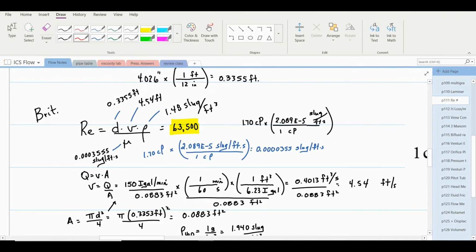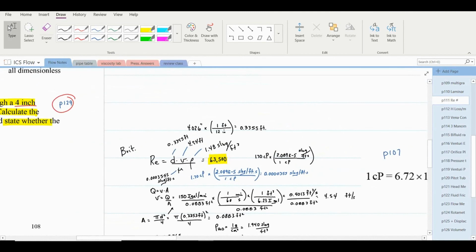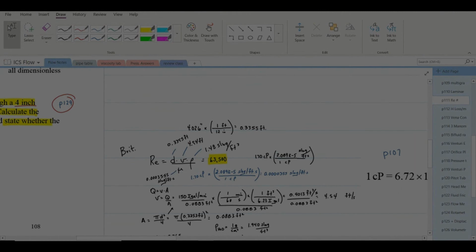1.70 centipoise times 2.089 times 10 to the minus 5 slugs per foot second per centipoise gives us 0.0000355 slugs per foot second for absolute viscosity. And working this out is 63,500, essentially the same number as we had previously, but this done in the British system. So there's the calculation of Reynolds number, and that's probably enough for this lesson.